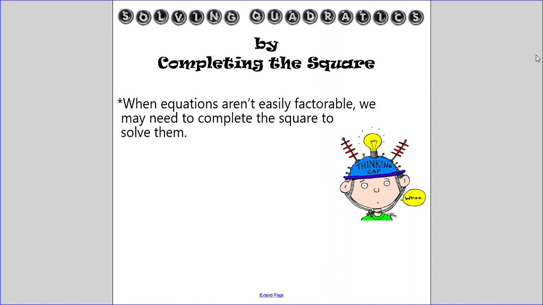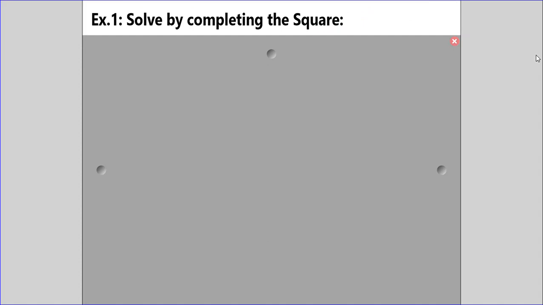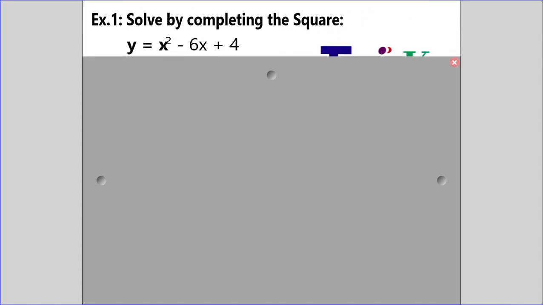So let's get started. Number one, to solve by completing the square for the first part, we have our equation that's set up here. So we have y is equal to x squared minus 6x plus 4. And we'll walk through this first one together so you can see the process and then see how you do as we move forward.